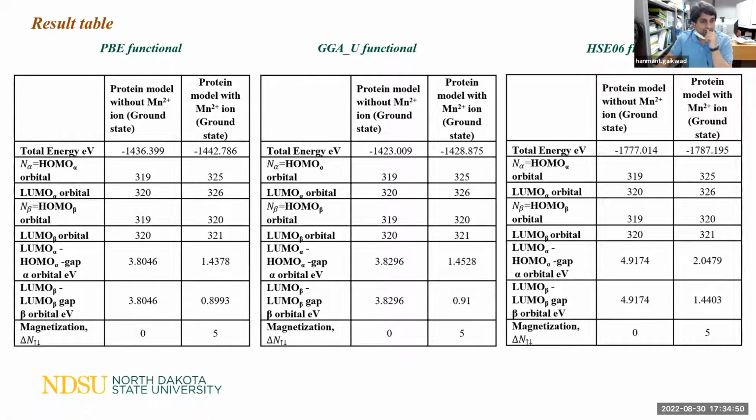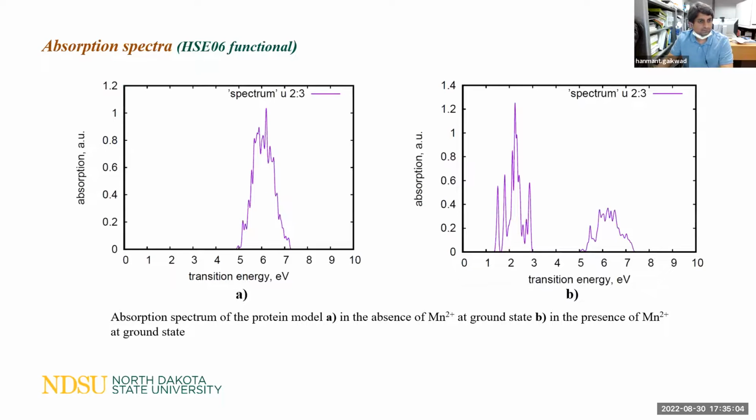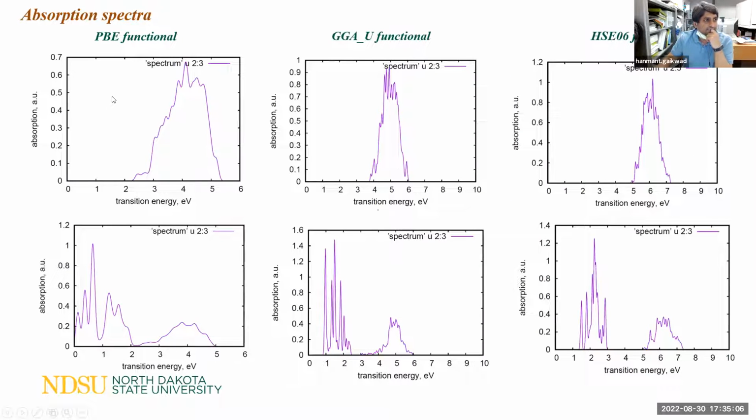I just need your thoughts: when I show you the absorption spectra, which mechanism do we need to consider for this particular model? So here I plotted the absorption spectra for it, and this is the comparison of the absorption spectra for all the functionals. Here I observed that the values we are getting from the GGA-U functional are still underestimated as compared with the HSE functional.